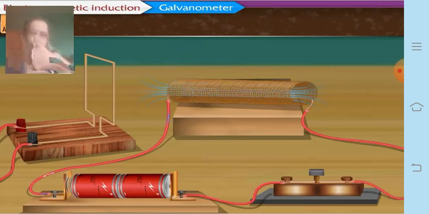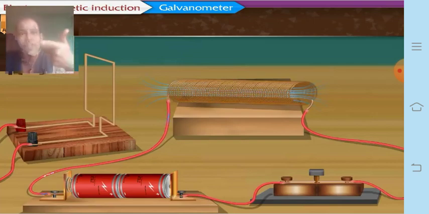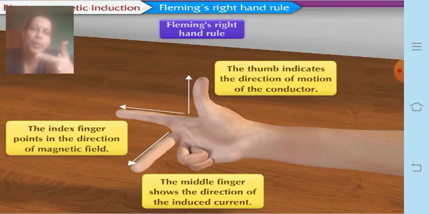motion of the conductor, how it has been moving, and the current which is induced will be shown by this finger, that is the middle finger. So this is how we can find out.